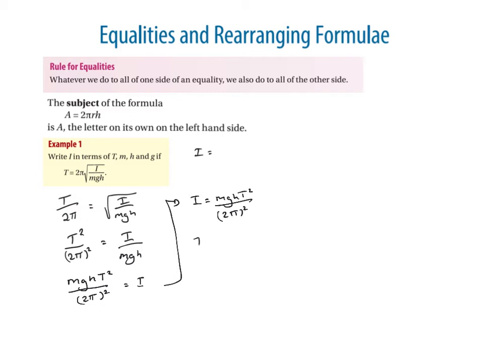You could also state, if you wanted, that this is mgh T squared over 2 squared, which is 4 pi squared. All I've done here is square out this bracket. So 2 squared gives me the 4, and pi gives me the pi squared. As far as I'm concerned, this is fully acceptable.